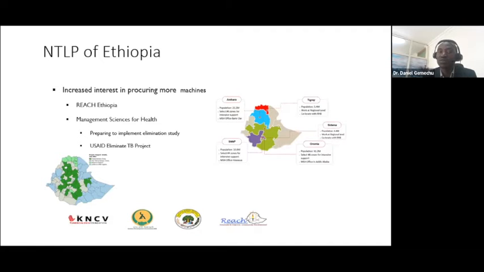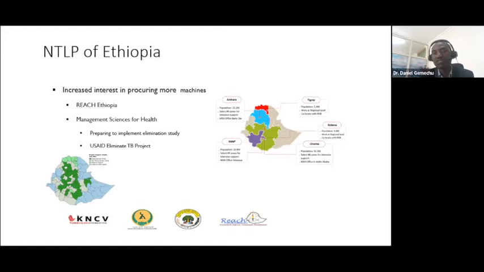And also from our side, as Management Sciences for Health, implementing the USAID project in the whole country, which is covering around 6 regions of the country. The major regions like Amhara, Oromia, and the Southern region are very much part of the project implementation.